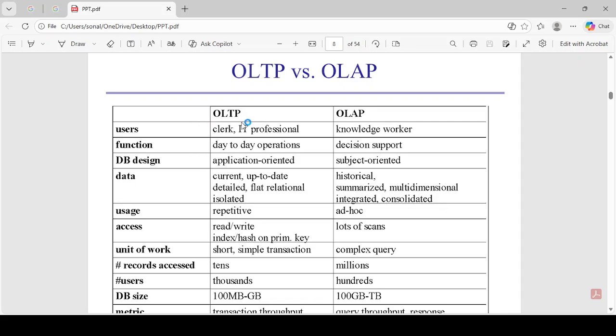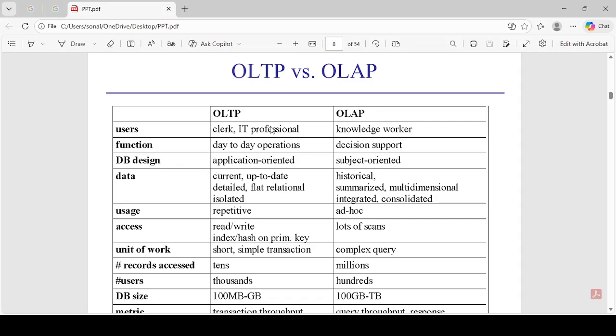OLTP and OLAP are differentiated by various categories. The users of OLTP are basically clerks and IT professionals. You can also relate that entry level professionals make use of OLTP. We can also say customers make use of OLTP, whereas knowledge workers are the users of OLAP. The function of OLTP is day-to-day operations, whereas OLAP is only used for business decision support.